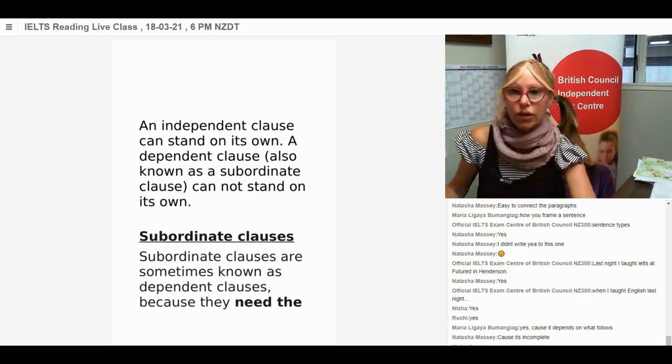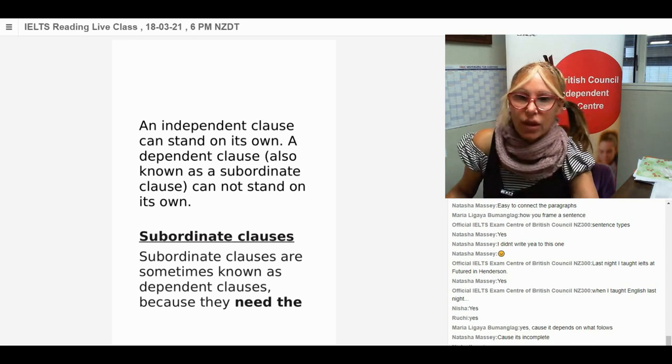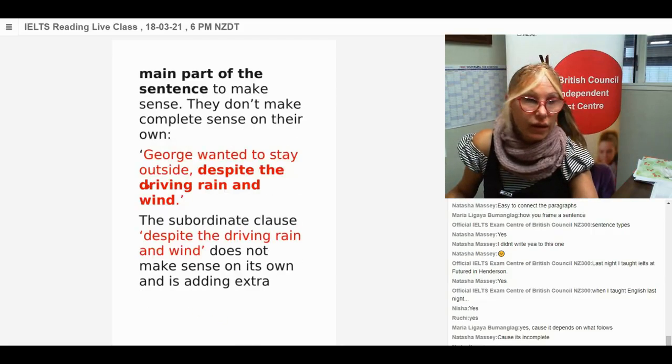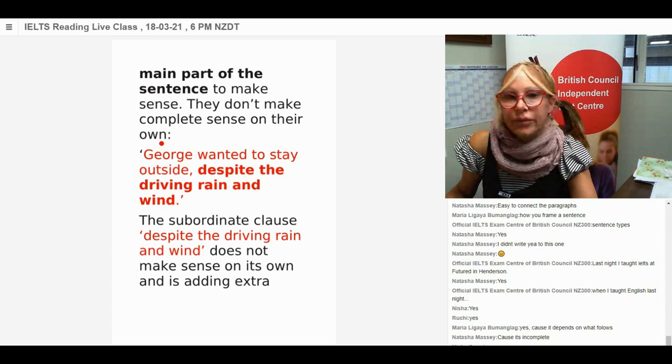All right, so a subordinate clause, just looking at the screen, subordinate clauses are sometimes known as dependent clauses because they need the main part of the sentence to make sense. They don't make complete sense on their own. Just like my example, when I taught English last night, it doesn't make sense. It has no context. Okay, so our example here is George wanted to stay outside despite the driving rain and wind.